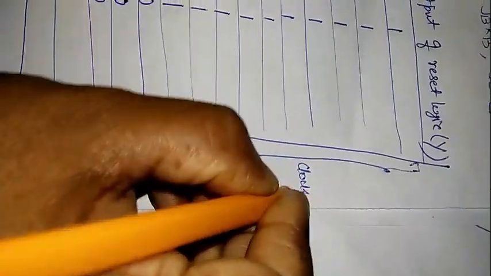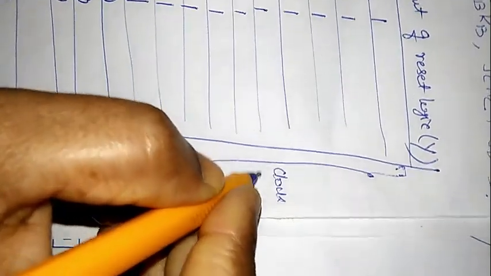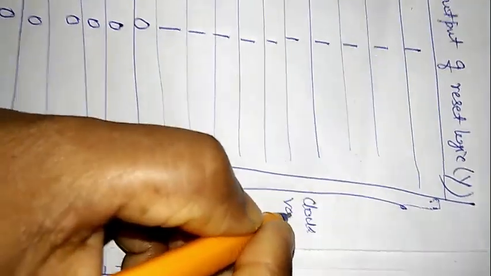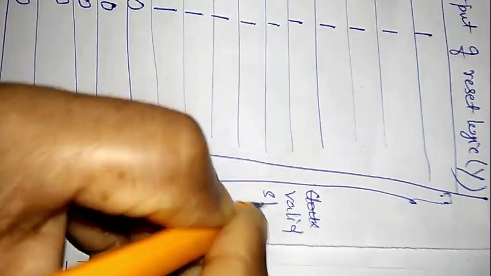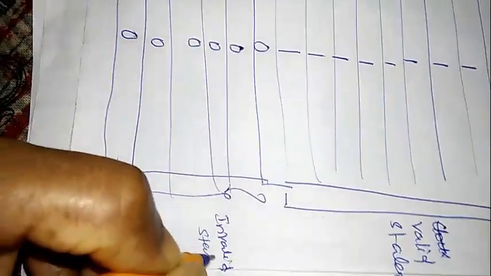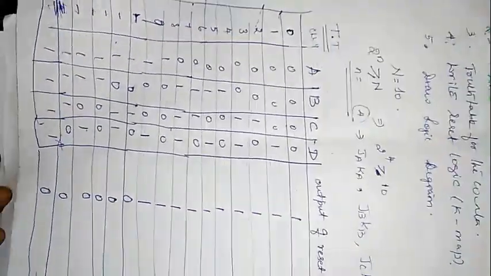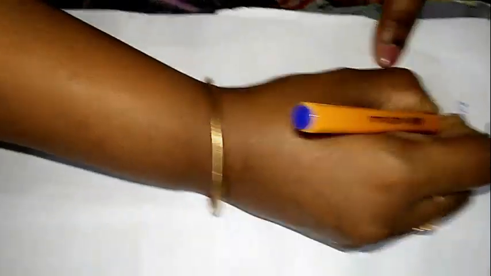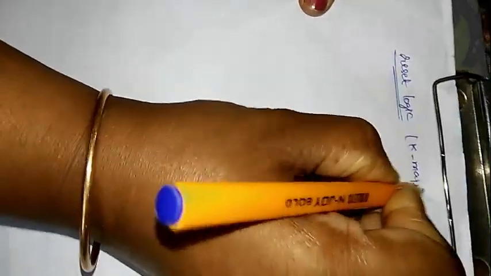So the valid states for the clock, 0 to 9, are said to be our valid states because it counts from 0 to 9, being a BCD ripple counter. So this is said to be the valid state, and this is said to be the invalid state. Okay, so we have completed our truth table, and the next is the reset logic. Reset logic, as I said, is nothing but the K-map expression for the output.